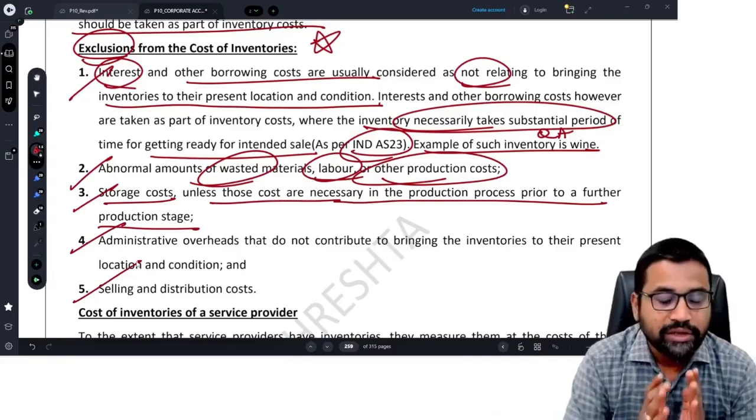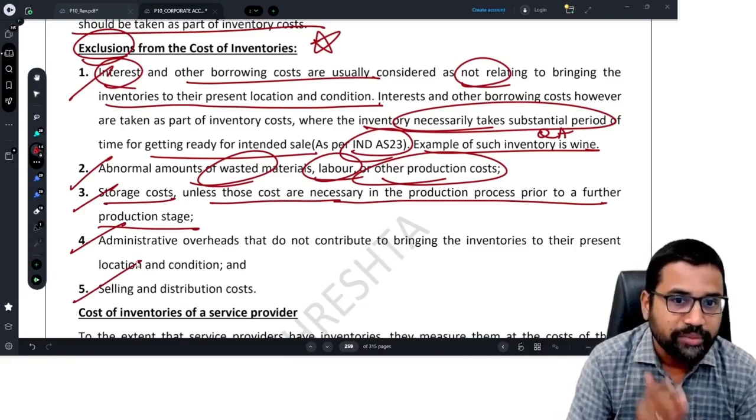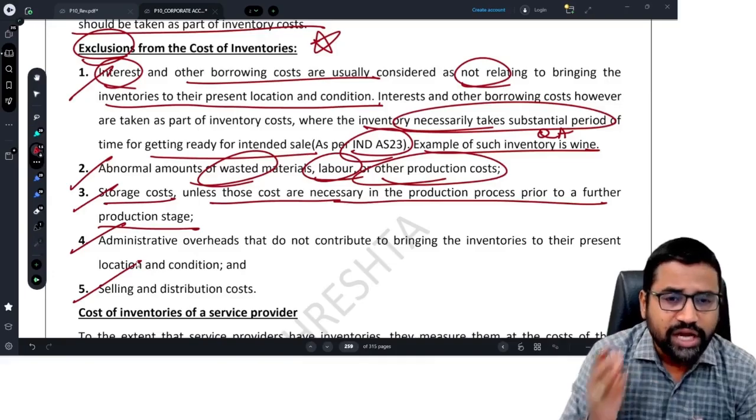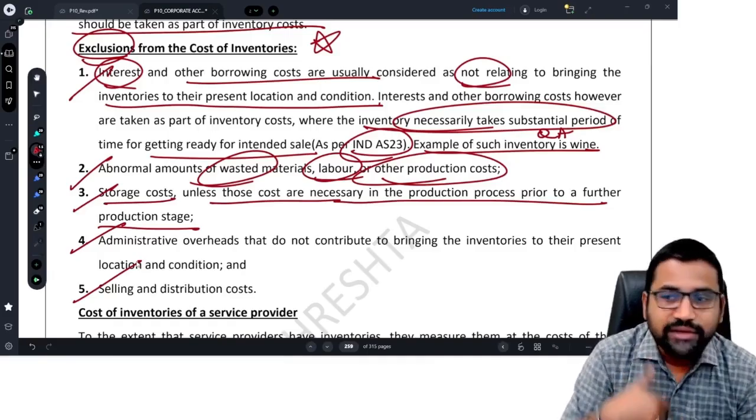First of all, what are we learning? Measurement of inventories. How to measure the inventories? Cost or NRV, whichever is lower. How to determine the cost? Cost of purchase, cost of conversion, other cost. Cost of purchase: purchase price, add all taxes, refundable, non-refundable taxes, less discount, add freight, all these things.